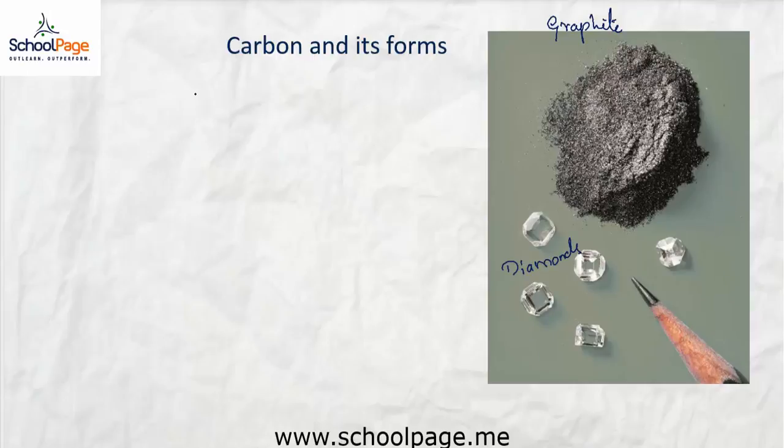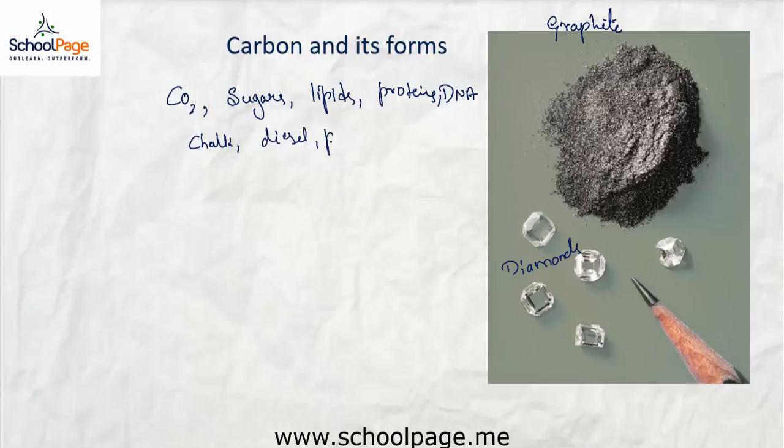In the combined state, it occurs in number of compounds like carbon dioxide, in the carbohydrates which are also called as sugars, in lipids, proteins, DNA and many other organic molecules. It is also present in chalk, in the fossil fuels which we use, that is diesel, petrol, natural gas and others, and the list grows. Carbon forms compounds with so many different atoms and hence we see that carbon compounds are very common in nature.